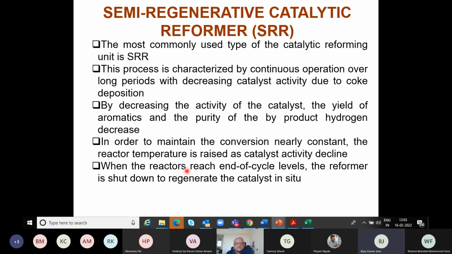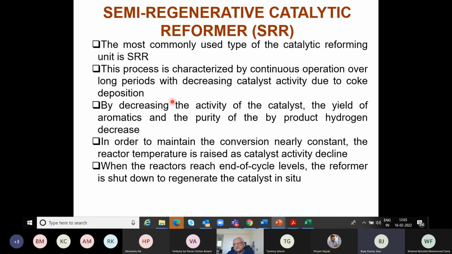So this is, as I've already talked about, the most commonly used type of catalytic reformer. In fact, when India went to completely unleaded gasoline, all the refineries built semi-regenerative reformers. So these refineries are small. In a refinery like Jamnagar, where you are processing in one single refinery 32 million tons of crude oil, the reformer capacity is huge.